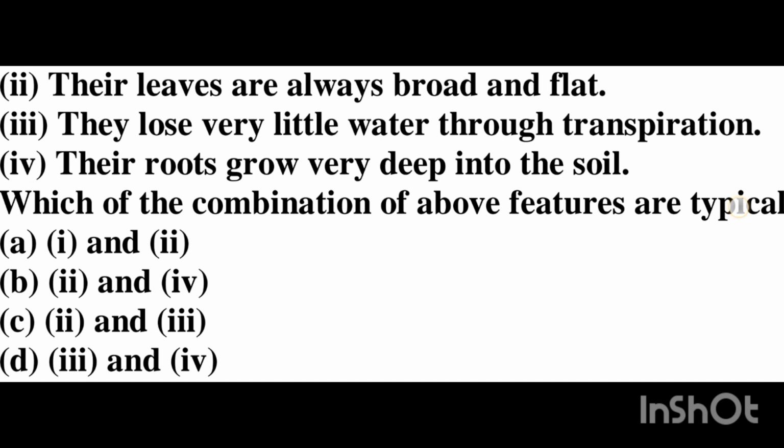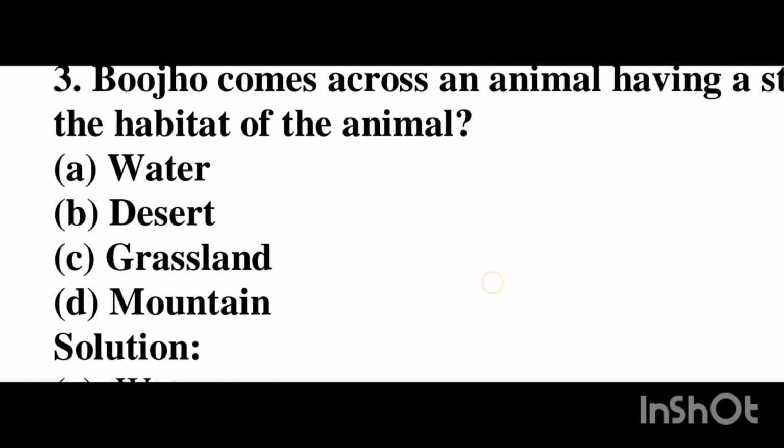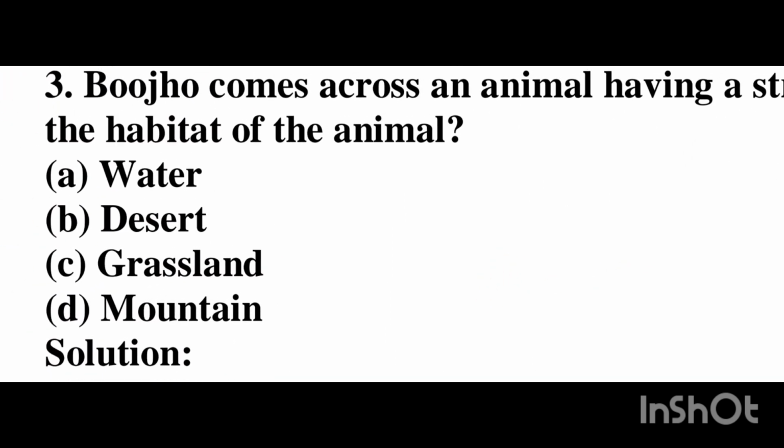Question number 3. Bhujo comes across an animal having a streamlined and slippery body. What is the habitat of the animal? Option A water, B desert, C grassland, D mountain. So the correct answer is water, because only aquatic animals have streamlined bodies.